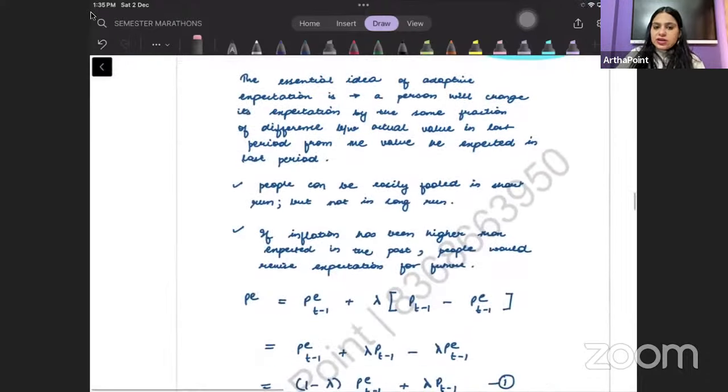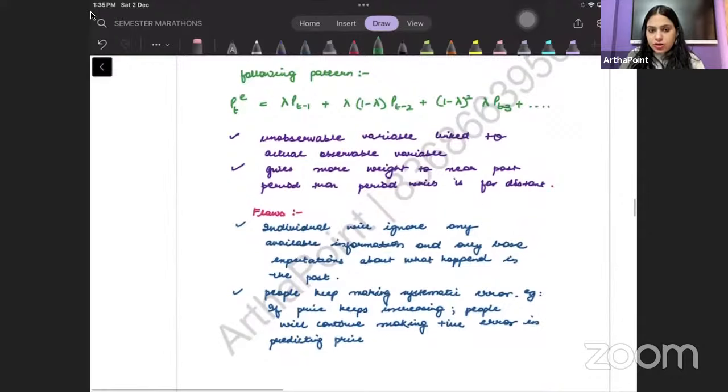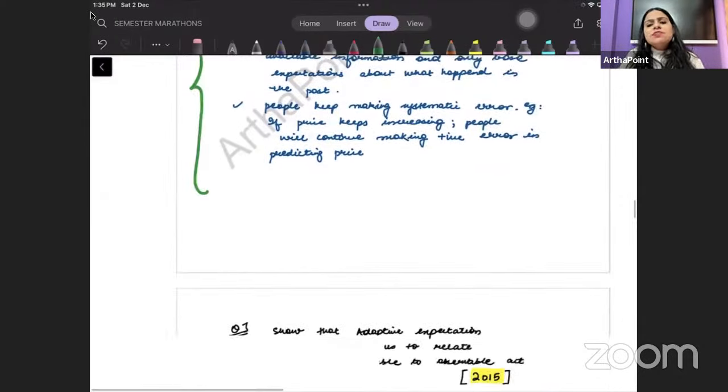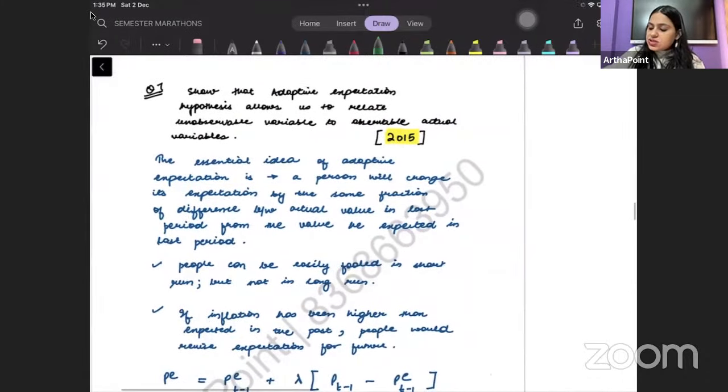So this is what I have done here. First, you will explain what your adaptive expectation is with the help of a mathematical model. And then you will talk about flaws that it keeps making systematic error. इसमें हमेशा ये error होता रहता है. It is always based on last values. It does not consider the current information. That is your flaw. हाँ बेटा. Okay. Now this question came in year 2015.